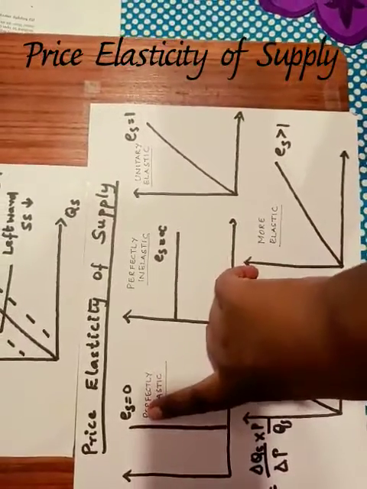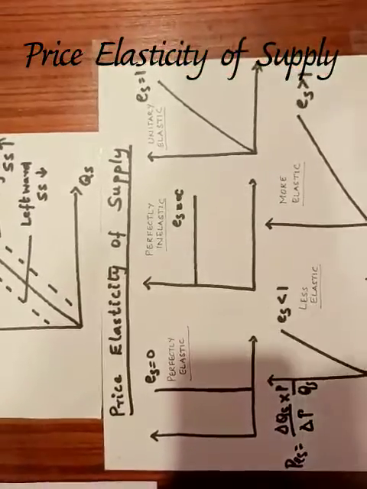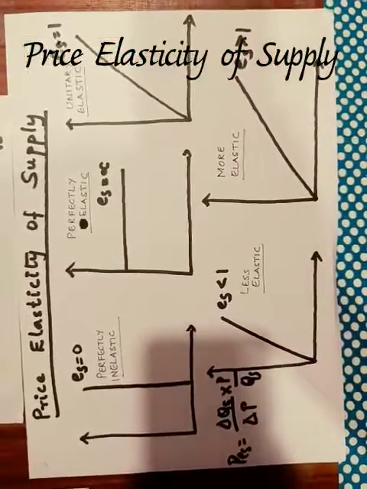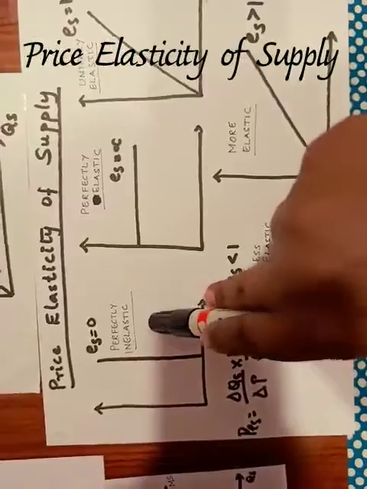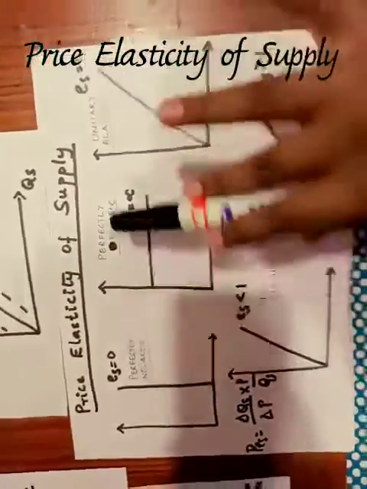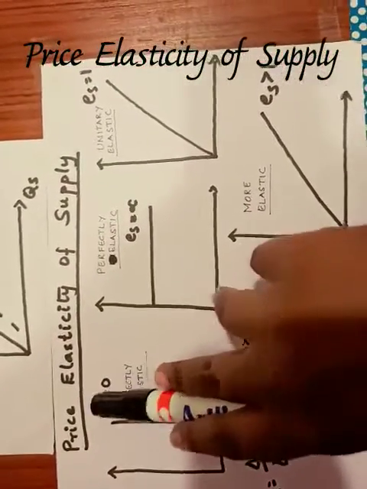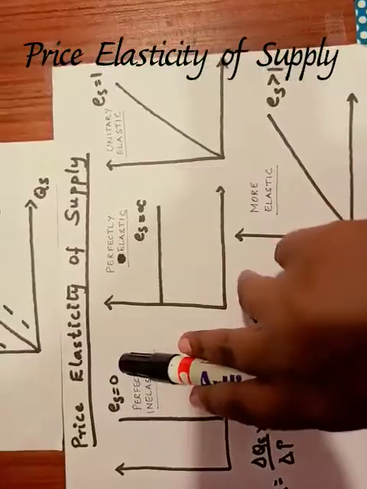So elasticity of, this is perfectly, yes, so that was a mistake done. So the first one is perfectly inelastic supply. That is, whatever be the price, producers are not bothered to change the quantity supplied. So that is ES is equal to, or price elasticity of supply is equal to 0.